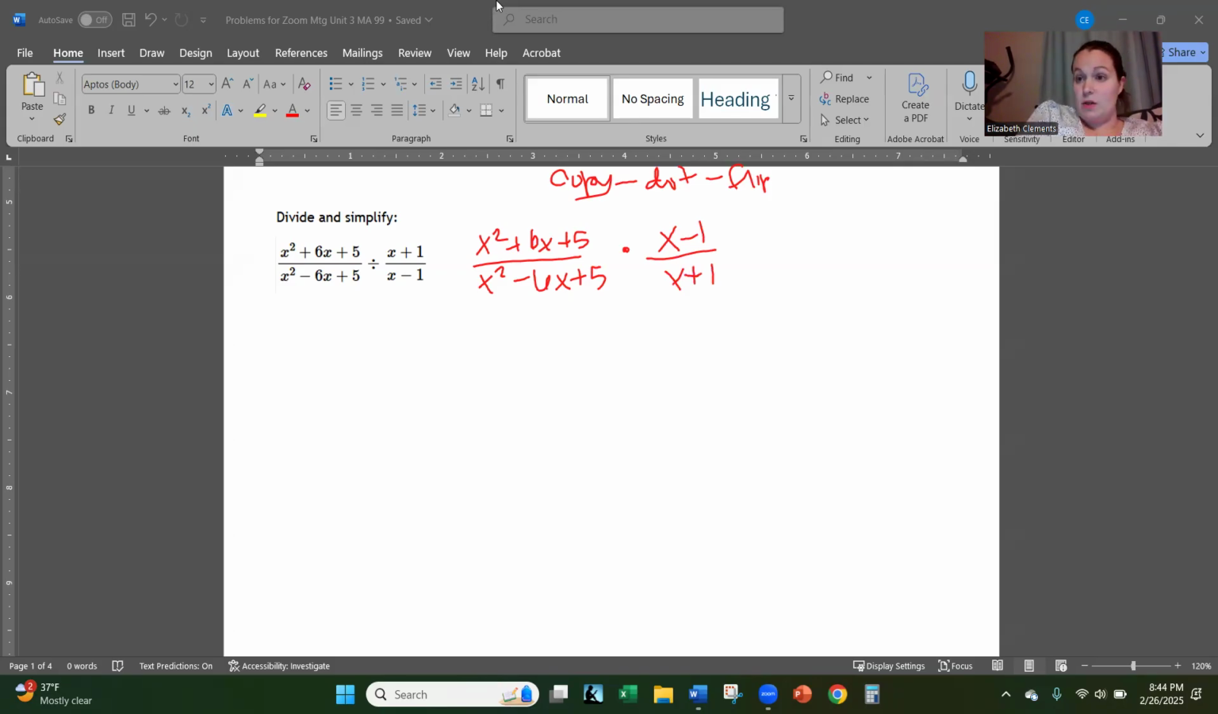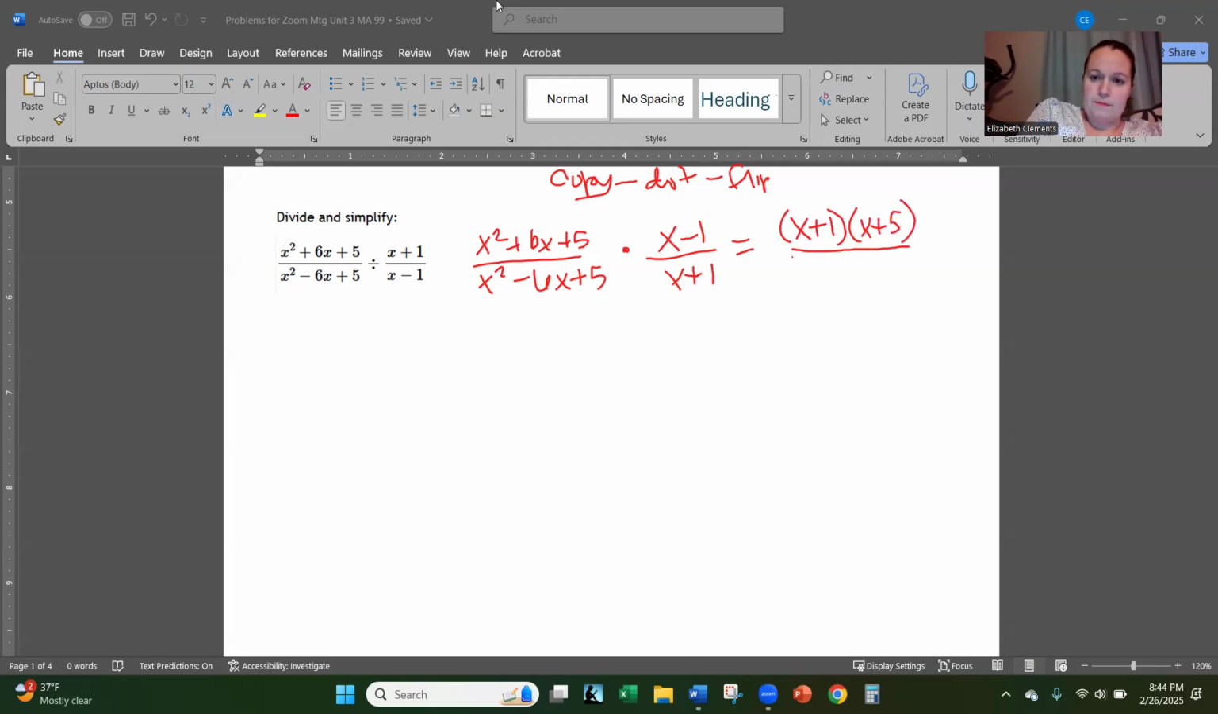Okay. So now we're going to look to factoring these. This type of problem, you have to factor. So we have x squared plus 6x plus 5 factors to be x plus 1, x plus 5.